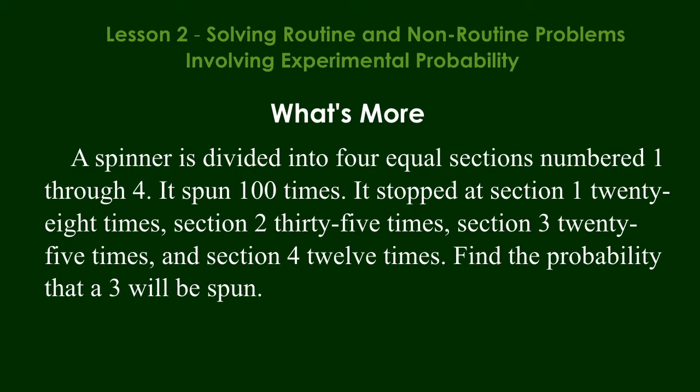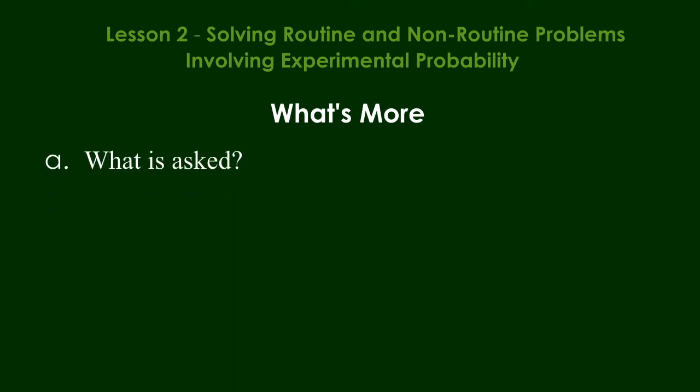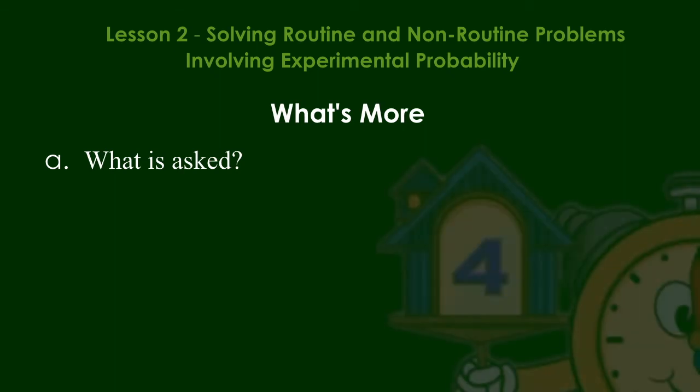A spinner is divided into 4 equal sections numbered 1 through 4. It was spun 100 times. It stopped at section 1 28 times, section 2 35 times, section 3 25 times, and section 4 12 times. Find the probability that 3 will be spun. Letter A. What is asked? What is your answer? Timer starts now.